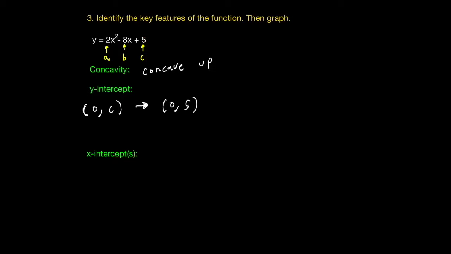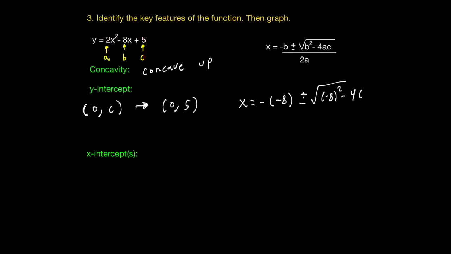Now to get the x-intercepts, I'm going to use the quadratic formula. So I have the outline right here. x equals -b plus or minus the square root of b squared minus 4ac, all over 2a. So I am going to plug in my values. Here I have -8 because my b is -8, plus or minus the square root of -8 squared minus 4 multiplied by the a value, which is 2, and the c value, which is 5. And we're going to divide all of this by 2 times a. A again, that's going to be 2 here.